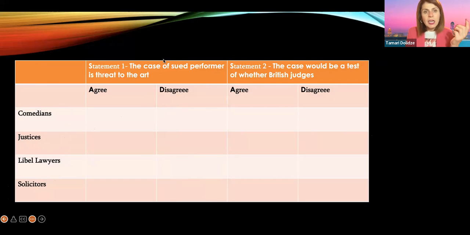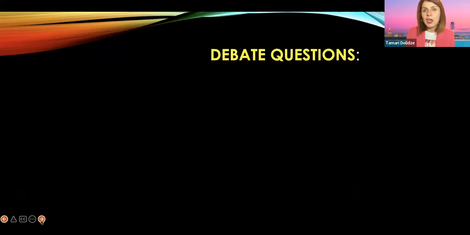As you see, the statement about the case of the performer is answered by all of these four groups of students, because I am dividing them according to four categories. And again, the same statement is also answered from different perspectives: from comedians' perspectives, justices, libel lawyers, solicitors. And believe me, you will receive a cascade of opinions and lots of information and lots of confrontational, a little bit controversial opinions. So this is what I enjoy when including such critical thinking tasks based on role plays, debates and discussions.